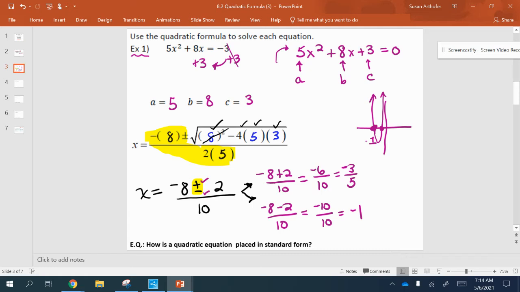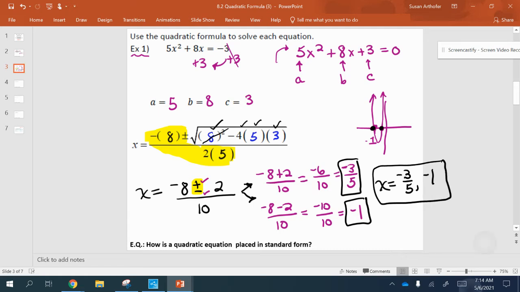But what we just found were those two x-intercepts. One is at negative 3/5 and one is at negative 1. So our final answer would be x is equal to negative 3/5, comma, negative 1. And what they really represent are the points on the graph where the graph hits the x-axis. Okay, let's do another one.